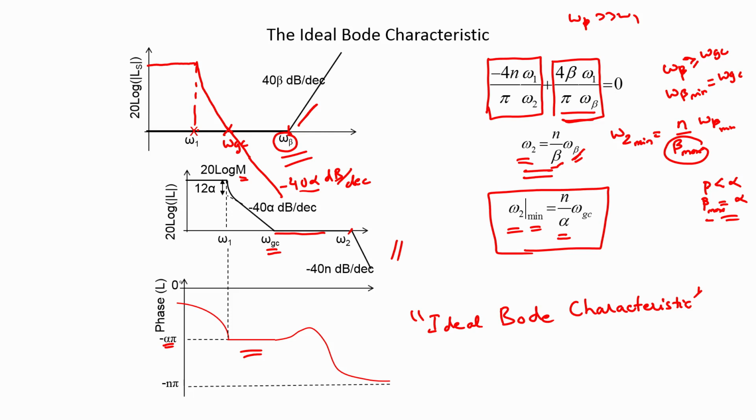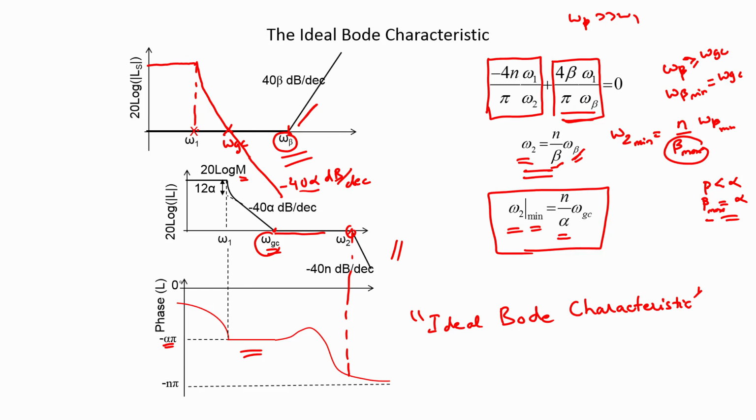That is because any small increase in gain of the overall system will quickly change the gain crossover frequency from this particular location, namely omega gc, to somewhere near omega 2, because between omega gc and omega 2 we have a flat magnitude characteristic, and at the frequency omega 2 you can see that the phase lag is rather large, which means that if the gain were to increase just a little bit, our closed loop system would become unstable. So we have no gain margin whatsoever for the ideal Bode characteristic as it has been drawn here.